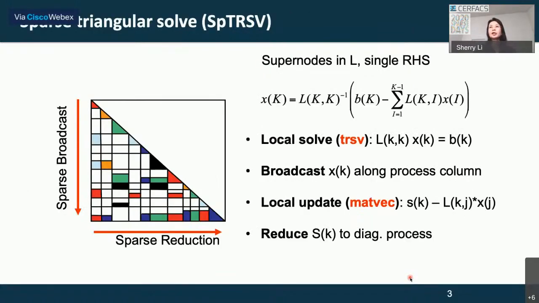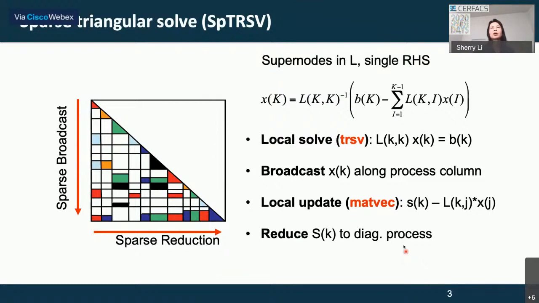Okay, so the particular algorithm I'm talking about today is in the SuperLU library. And here the L matrix has supernodes in there. So you can think about all these non-zeros as blocks. And then I'm focusing on a single right-hand side. If you do multiple right-hand sides, the computational efficiency can be improved.